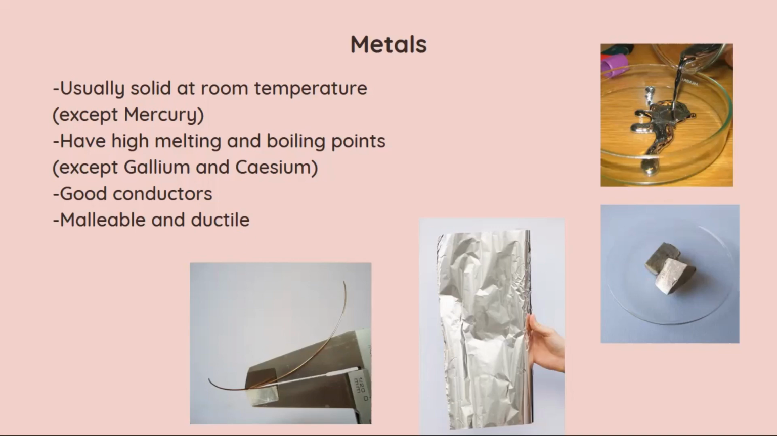Generally, most of the metals are supposed to be shiny and very hard and all of that. But sodium is one of the examples of an element which is a metal, but it is quite soft. It can actually be cut with a knife.